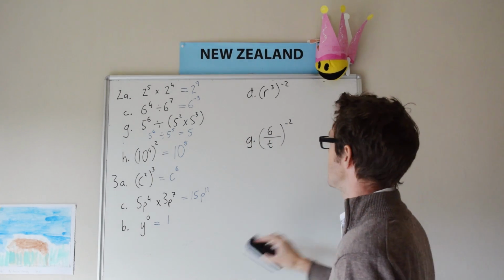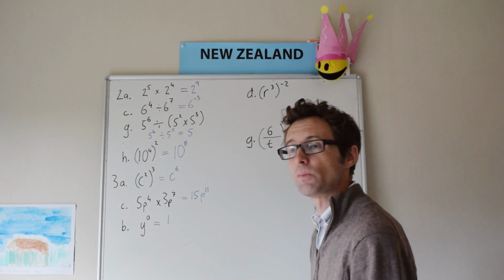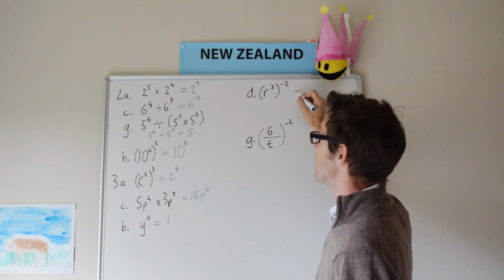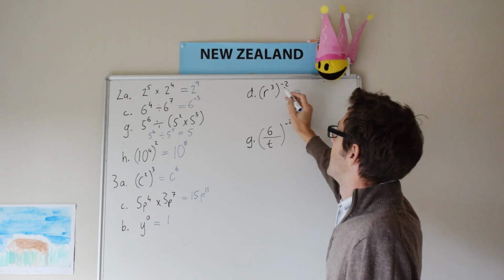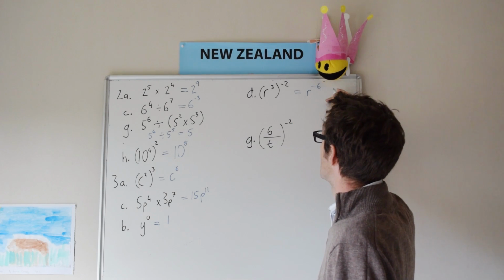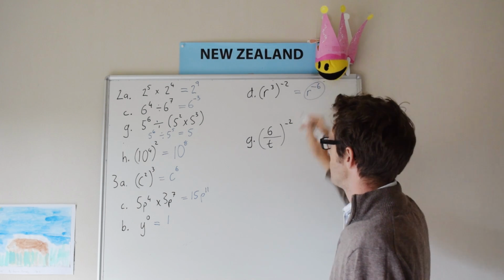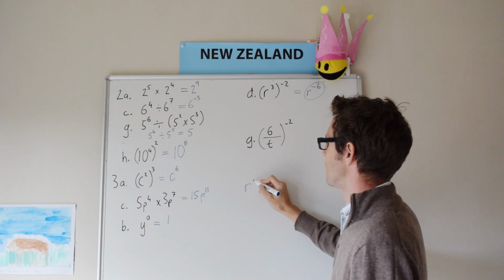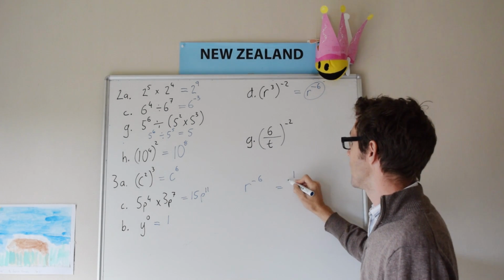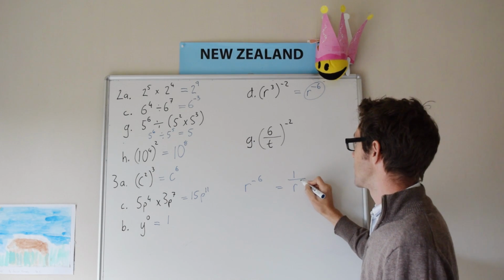Let's move on to these ones here. Now we've got some negative powers. r cubed to the power of minus 2. We're simply going to use rule 3 again. 3 times negative 2 is r to the power of minus 6. At this point, you might want to refresh your memory on negative powers. r to the power of minus 6 is equal to 1 over r to the power of 6.